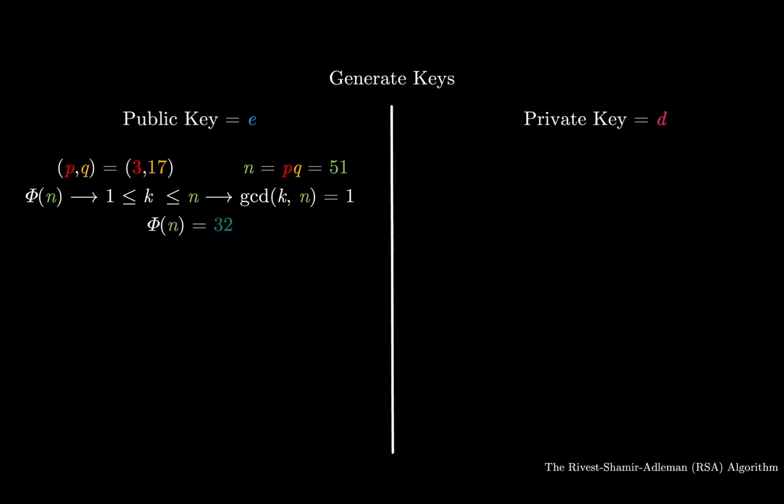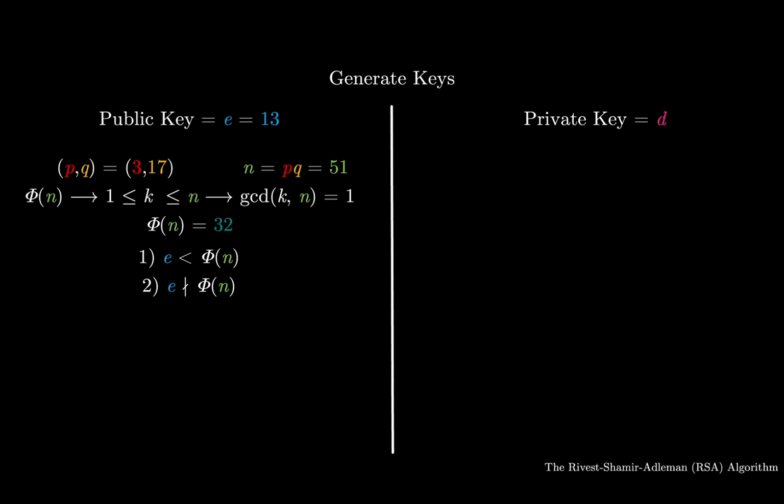There are also two conditions for choosing E. 1. E must be less than φ(n). 2. E cannot be a factor of, or divide, φ(n). Let's try E equals 13. Well, 13 is less than φ(n), and 13 isn't a factor of φ(n). So, E can be equal to 13.